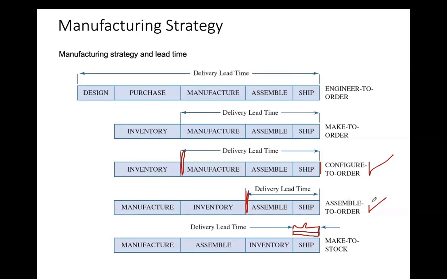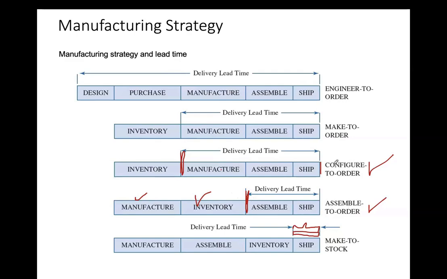The next one is assemble to order, whereby everything starts from assembly, which means manufacturing has already been carried out and inventory is already there. Whenever an order is received from the customer, the company will start assembling and ship it, and therefore lead time is also short, although a little bit longer than MTS, but shorter than other approaches. One example we discussed earlier is the Toyota Production System, whereby components are standardized, already manufactured, and in inventory. As soon as an order is received, they start assembling and ship it out.